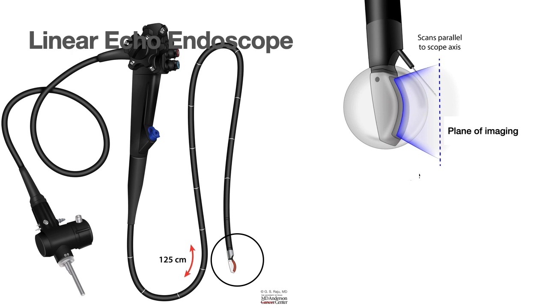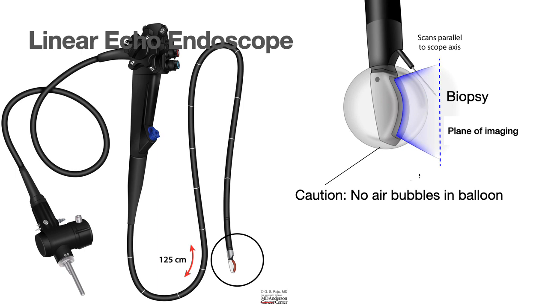Like the radial scope, we place a balloon, and it is important to make sure that when the balloon is filled with fluid or saline, there are no air bubbles in the balloon, because air bubbles interfere with the ultrasound examination. Another feature that is special about the linear echoendoscope is its ability to biopsy or take cytology specimens with a needle that is passed through the scope.